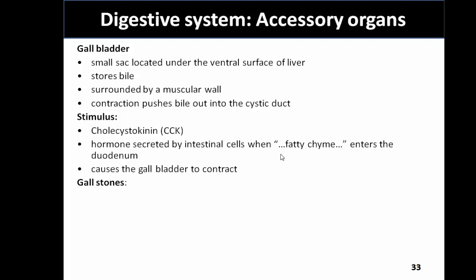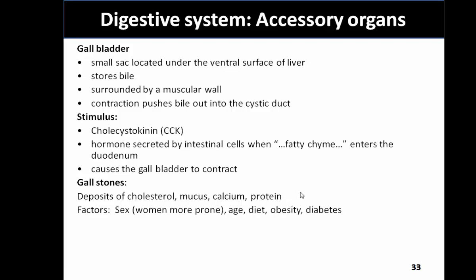There is fat in the small intestine that needs chemical digesting. Some people produce what are called gallstones. Gallstones are essentially small crystallized deposits of cholesterol, mucus, calcium, and protein. These gallstones generate a great deal of pain and discomfort for people who suffer from them, because those crystals can get large enough to block the opening of the gallbladder.